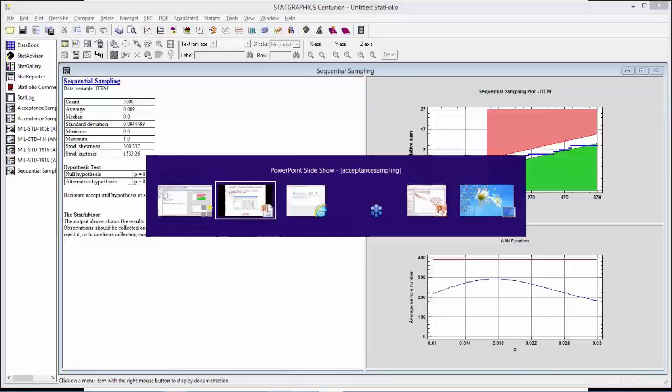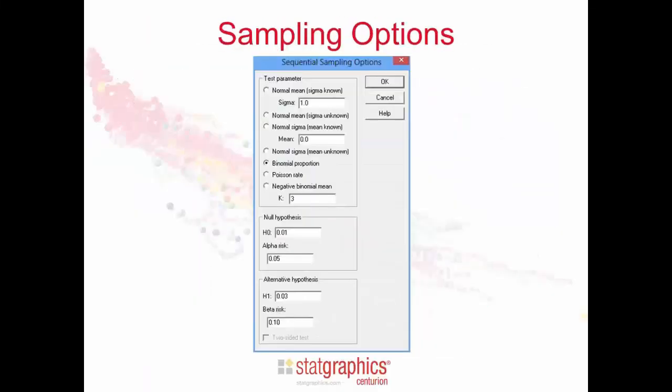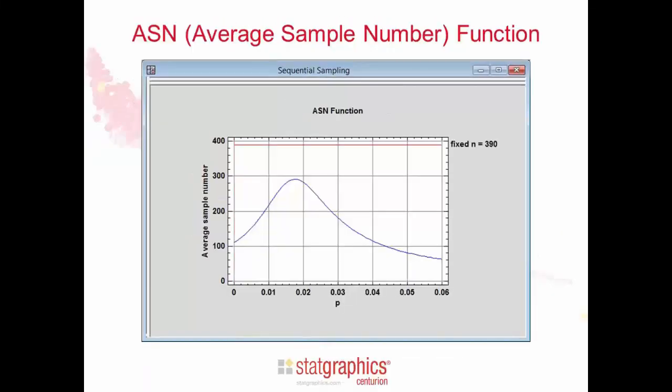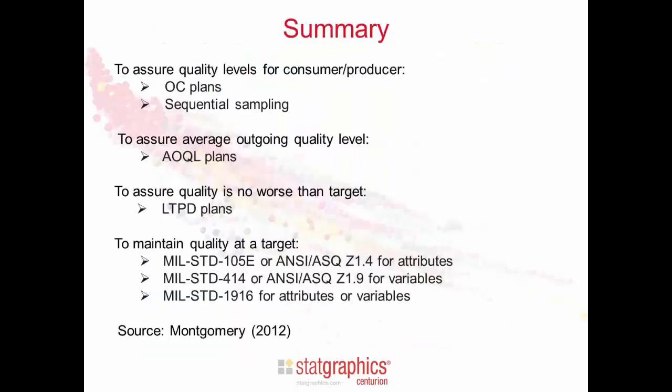Okay. Well, let's go back, if we can, and just summarize what we've done. We have looked at a number of different plans during this webinar. And the plans are typically useful for different things. If I want to assure a particular level of quality for both consumers and producers, then I would typically select either an OC plan or a sequential sampling plan.